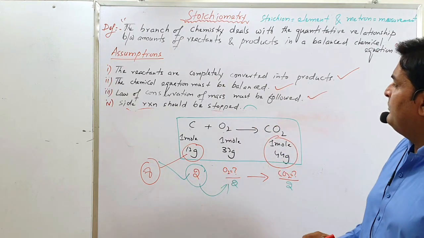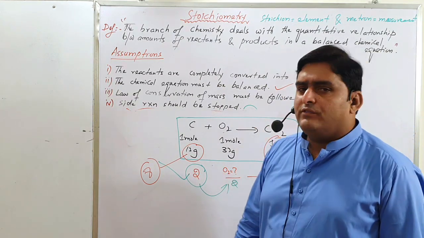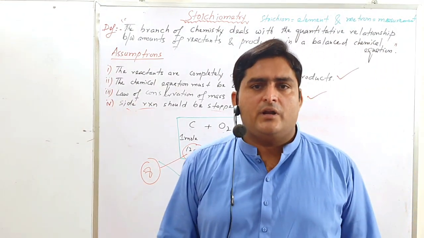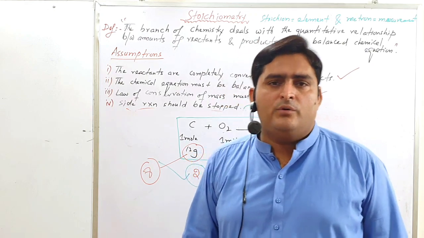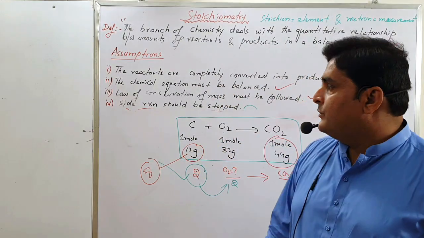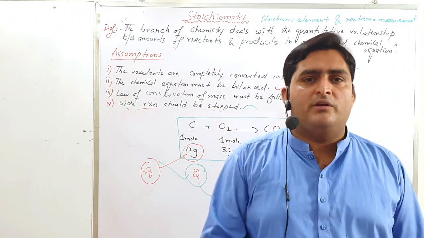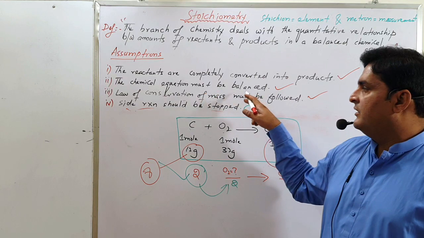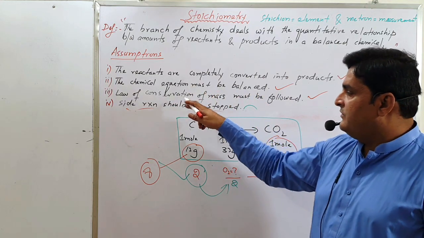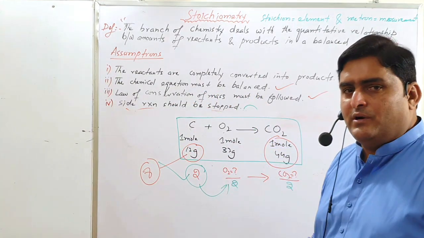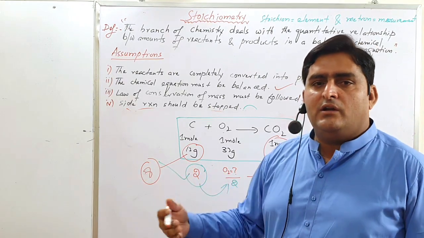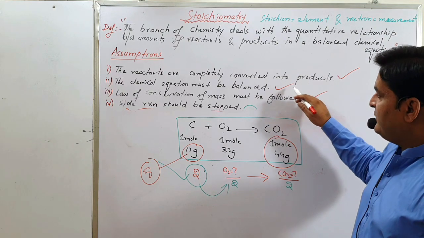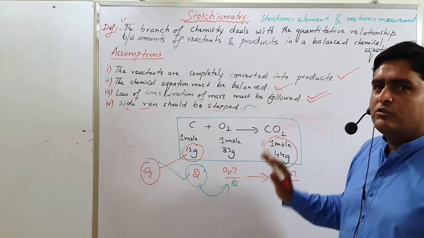The law of conservation of mass must be followed. The law of conservation of mass states that mass is neither created nor destroyed. It can be changed from one form to another form. In other words, we say the total mass of reactants must be equal to the total mass of products. And you know that it's only possible if the chemical equation is balanced. So in a balanced chemical equation, the total mass of reactants is exactly equal to that of the products. So if the equation is balanced, this law will also be followed.